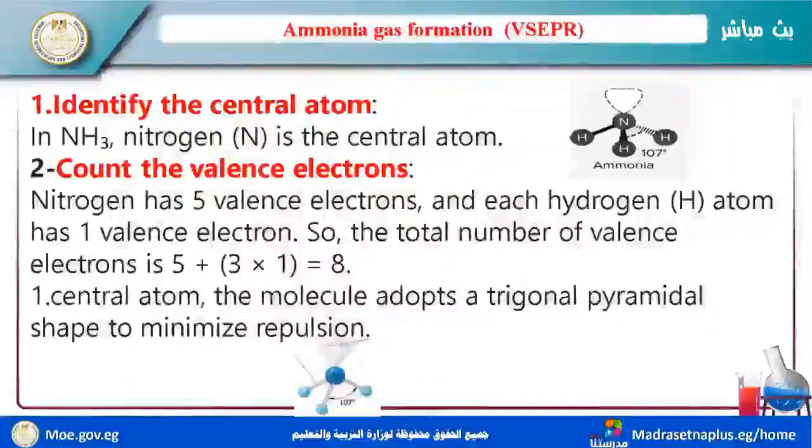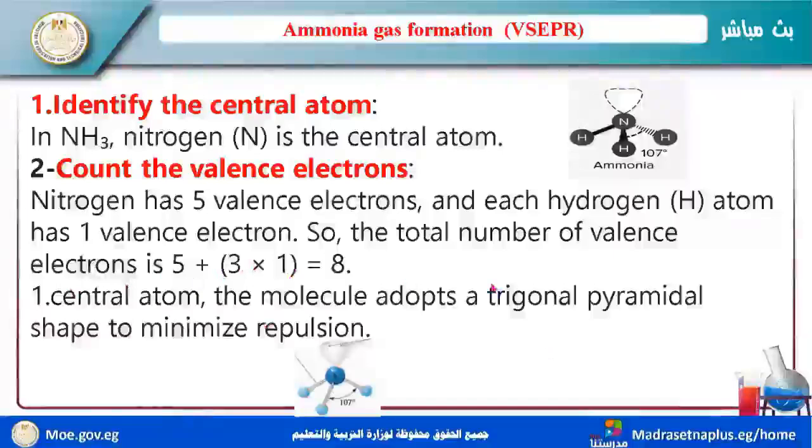Identify the central atom. In NH3, nitrogen N is the central atom. Count the valence electrons. Nitrogen has 5 valence electrons, and each hydrogen atom has 1 valence electron. So the total number of valence electrons is 5 plus 3 times 1 equal to 8.